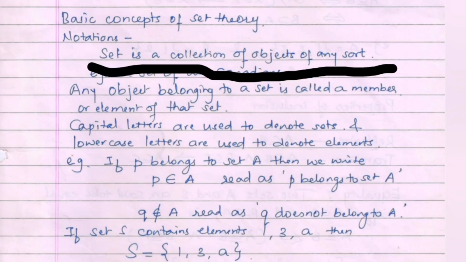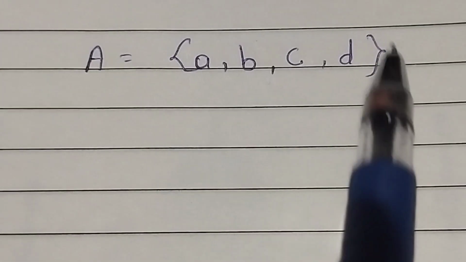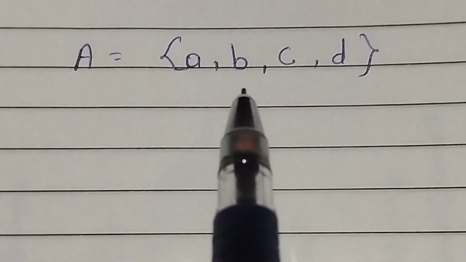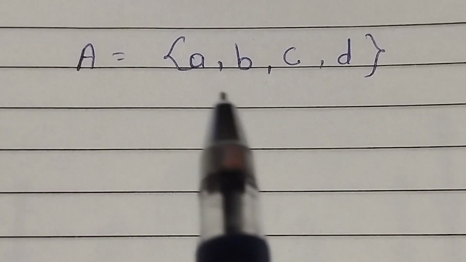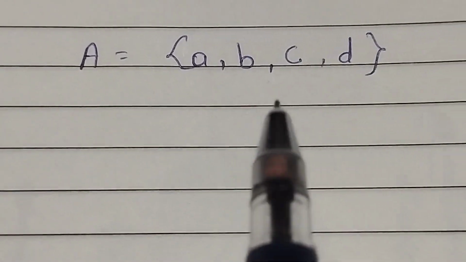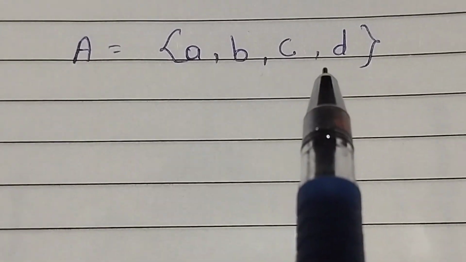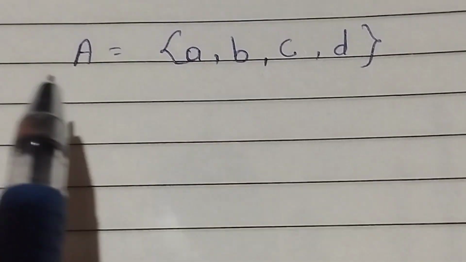Hello everyone. Today we study set theory. A set is a collection of objects. This is an example of a set, a collection of objects. Any object belonging to the set is called a member or element of the set. So the lowercase letters a, b, c, d are the members of the set, and A is a set.